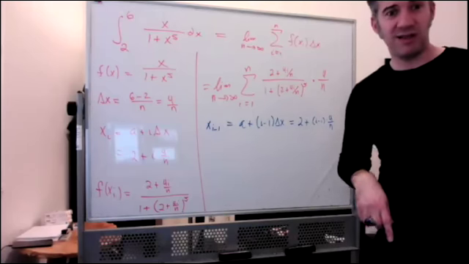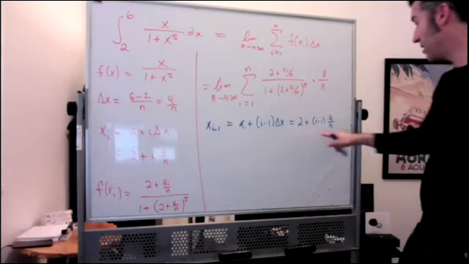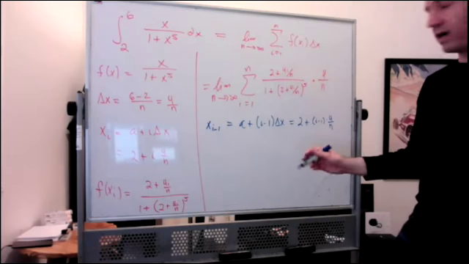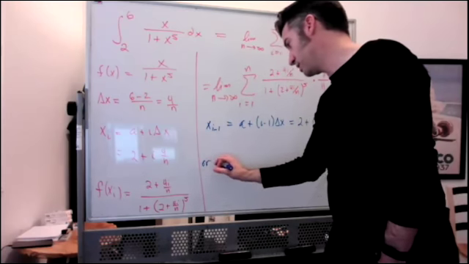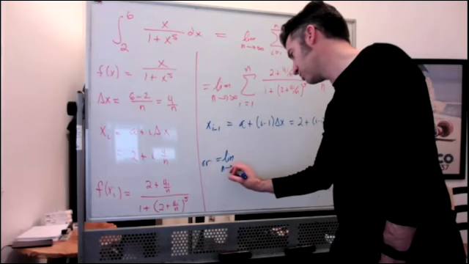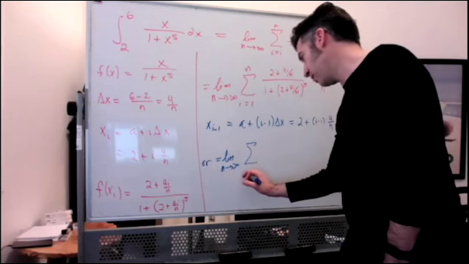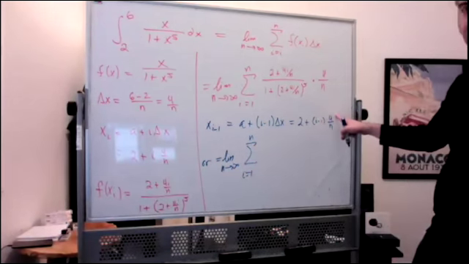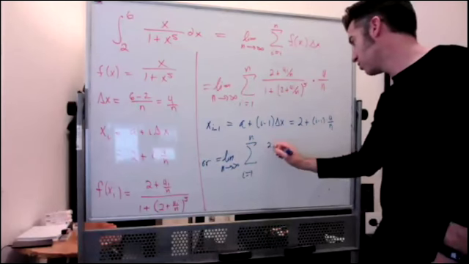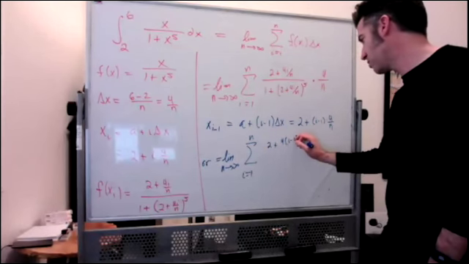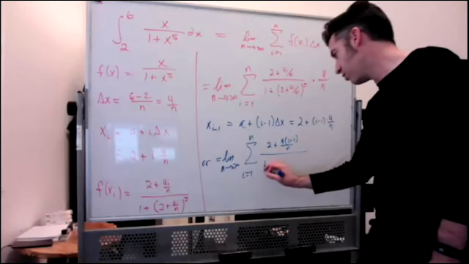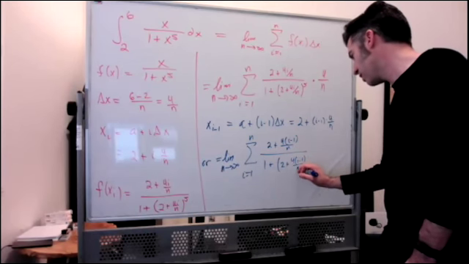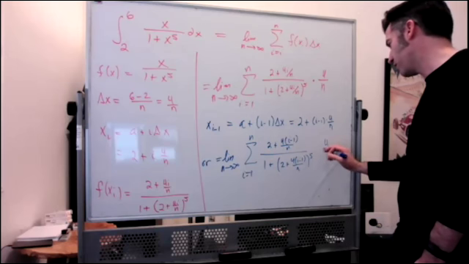And maybe you can already see why this is a worse choice, because writing this is going to take up even more space than writing 2 plus 4i over n. So an equivalent answer would be to say it's the limit as n goes to infinity of the sum from i equals 1 to n of, okay, it's going to be terrible, 2 plus 4 times i minus 1 over n over 1 plus 2 plus 4 times i minus 1 over n to the 5th, all times 4 over n.